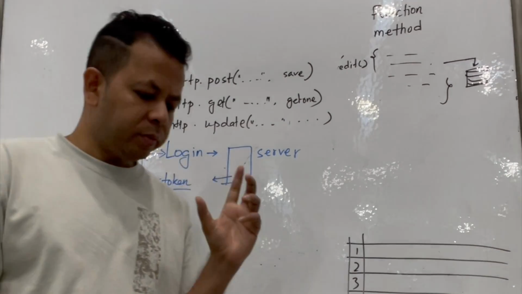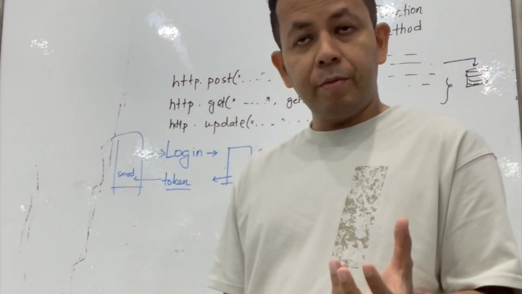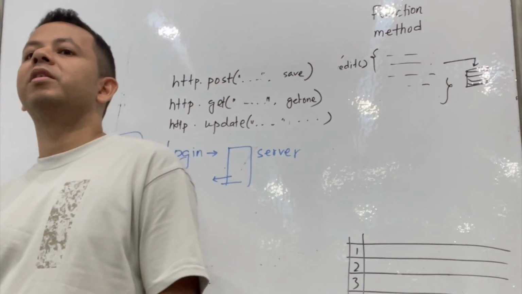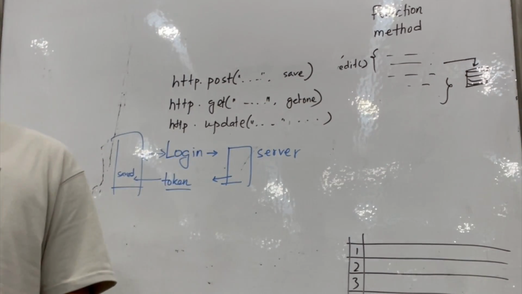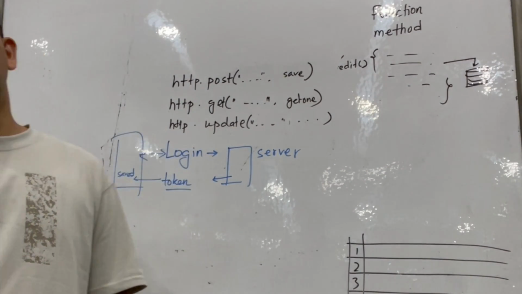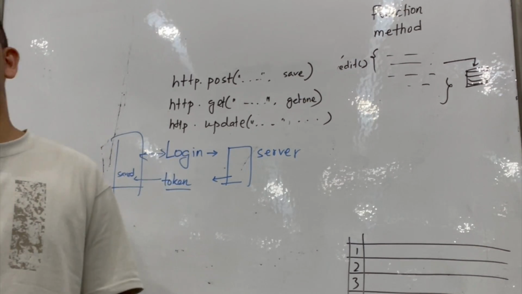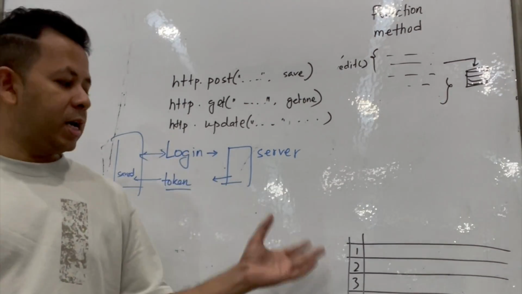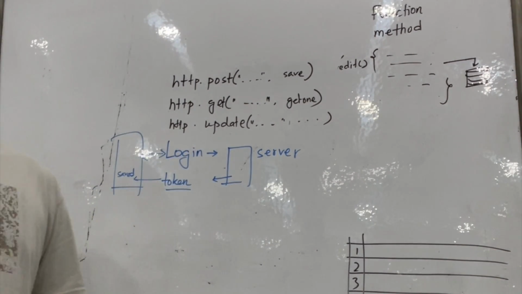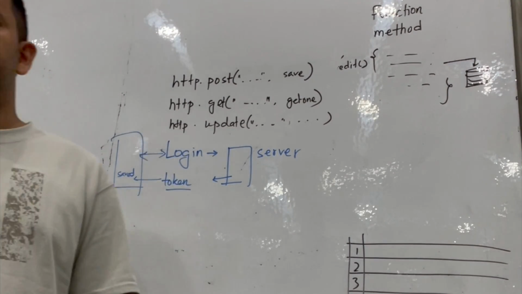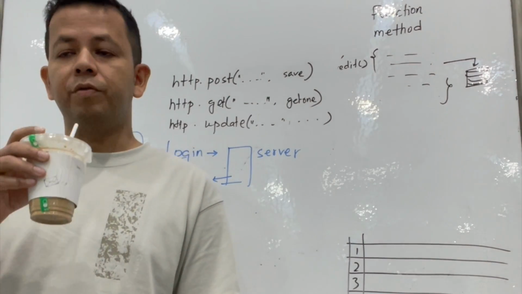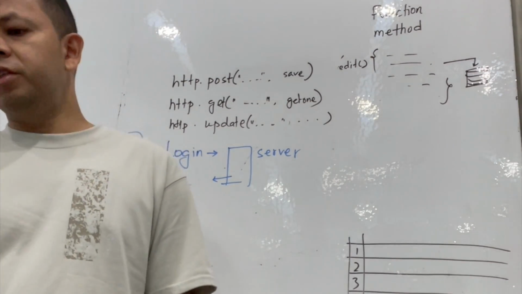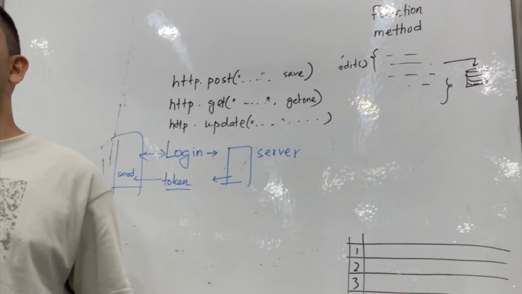Whenever you log out from an application, in general, we delete the token. Once you delete it, it's gone, so you can only have a new token the next time you log in. So this is the process of authentication. This is a very general authentication. There are many ways to do authentication.